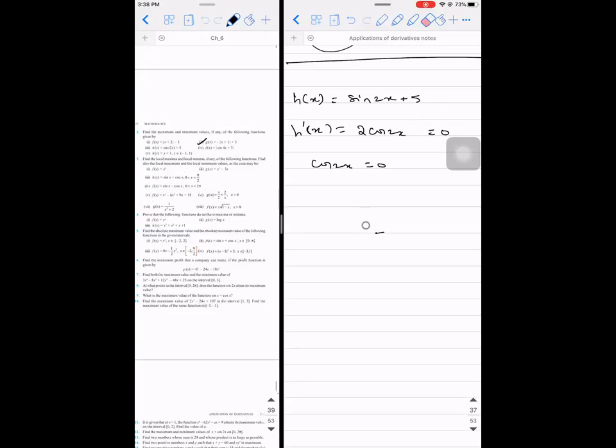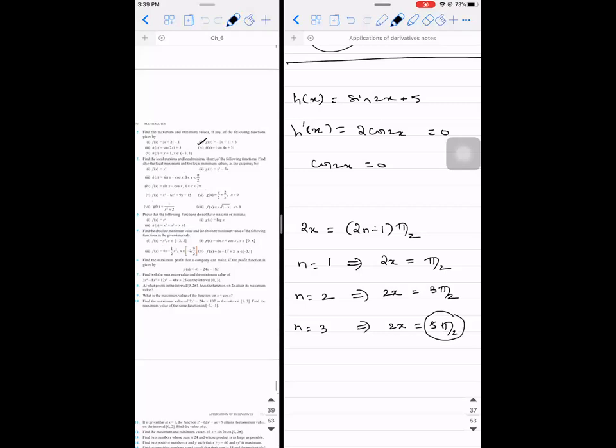So how to find this? I suggest you people to first write down the general solution. So 2x will be equal to 2n minus 1 or plus 1, it is up to you, into pi by 2. If I write it like this, if I substitute n is equal to 1, then I get the value of 2x as pi by 2. If I substitute n is equal to 2, I get the value of 2x as 3 pi by 2. If I substitute n is equal to 3, I get the value of 2x as 5 pi by 2. See, 5 pi by 2 is a repetition after one complete cycle. So it is enough if we see it within one complete cycle.